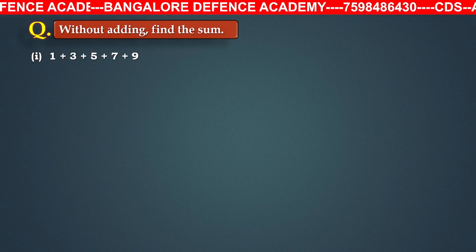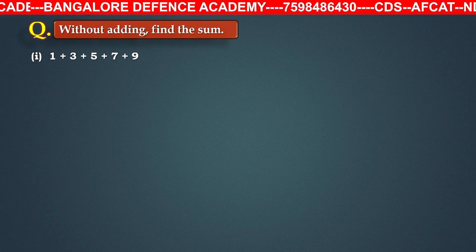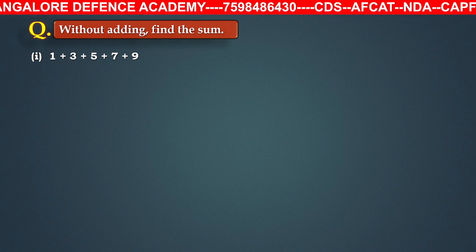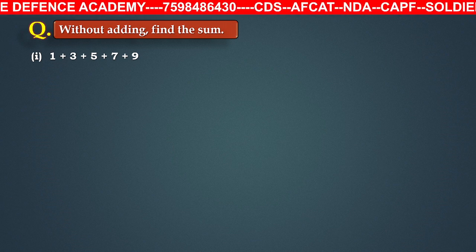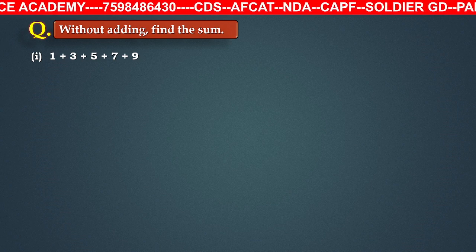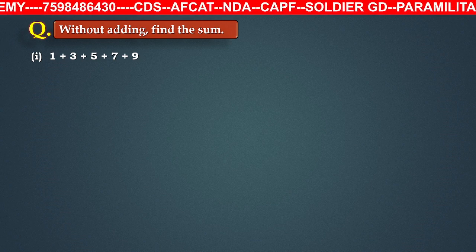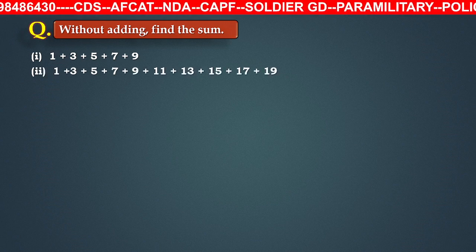Okay, I have just shown you 1 to 25. So once again, let us do it. So 1 plus 3 plus 5 plus 7 plus 9. Simple, you just count how many odd numbers you have. You have here 5. So 5 square is 25. So the answer will be 25.